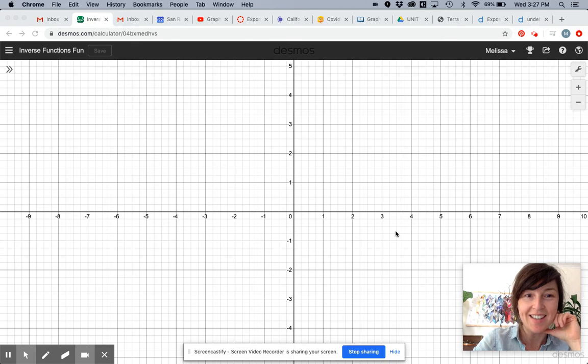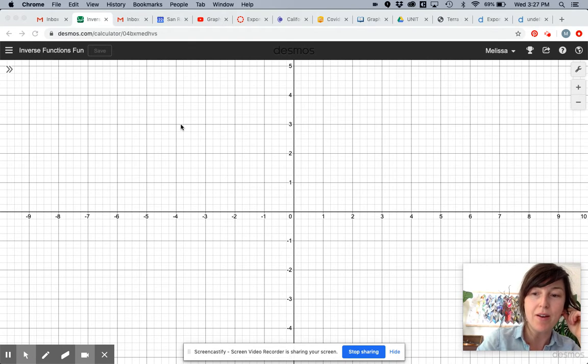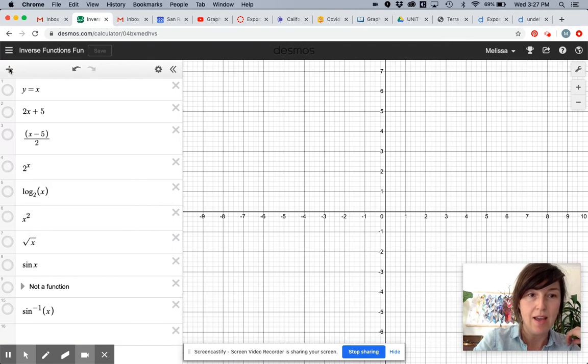Hey guys, I wanted to review a little bit about inverse functions. So let's think about what we know about inverse functions, and here we are at Desmos. So let's say we pull out some functions here that I have preloaded.